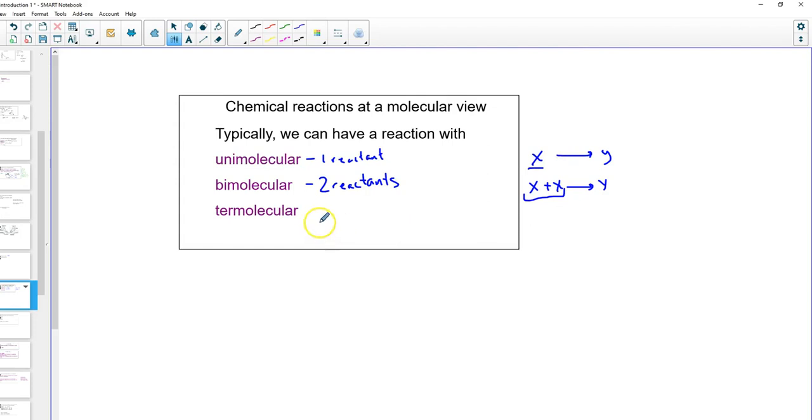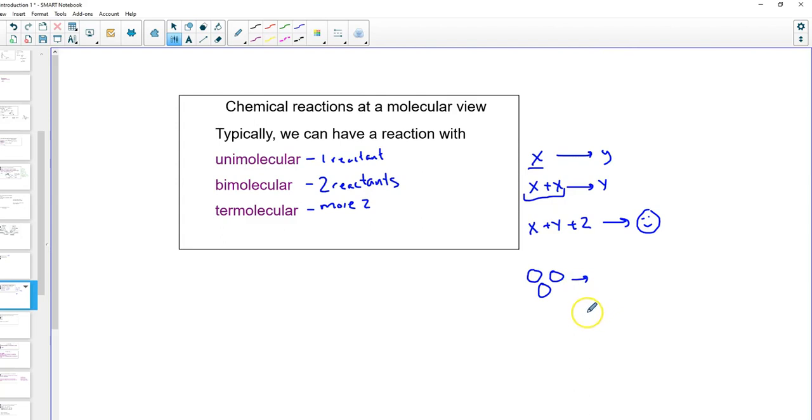Termolecular would be one where there's more than two. This starts to become really problematic. We have X plus Y plus Z produces, let's say, a smiley face. So with that being said, I literally need all three of these to collide at the same time in the correct fashion with the correct energies. That ends up being really difficult.